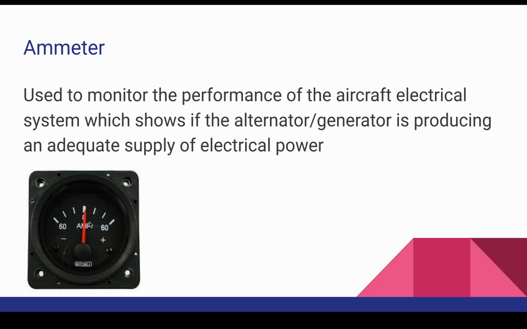Most planes have an ammeter. Basically, it monitors the performance of the electrical system, and it shows if the alternator or generator is producing adequate power. If the amperage is showing a positive, that means it's charging the battery. If it's showing a negative, it means the battery is being drained. Typically, when you're in flight with a stable electrical system, it's just sitting right here at 0.